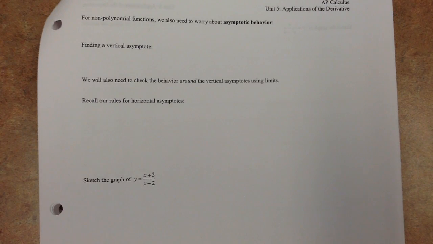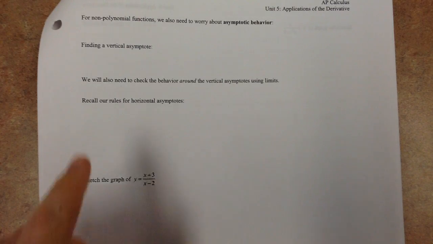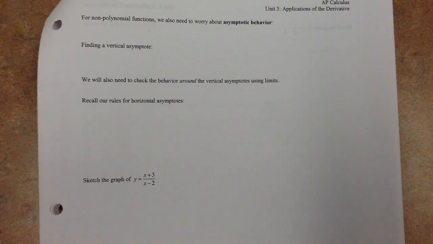So for the non-polynomial, which we'll be focusing on the rational functions, we need to worry about asymptotic behavior. I'm sure you can tell from the word asymptotic, it means asymptotes. And so we need to worry about what asymptotes we're going to end up with. Are we going to have vertical asymptotes? Are we going to have horizontal asymptotes? So for vertical asymptotes, we've got a little detail that we're going to write here, horizontal asymptotes here.